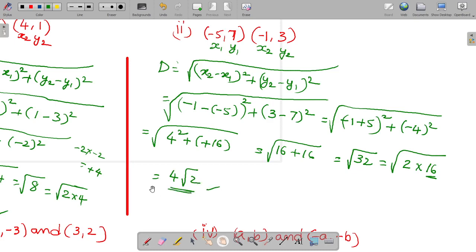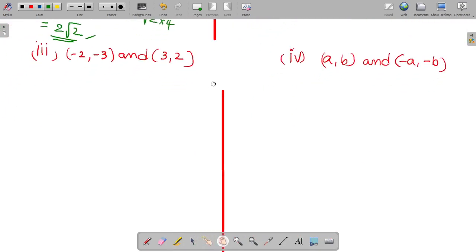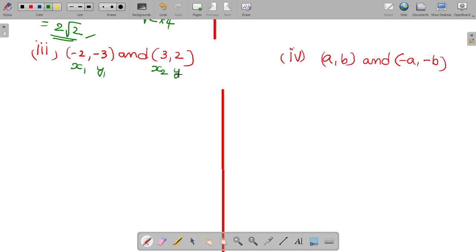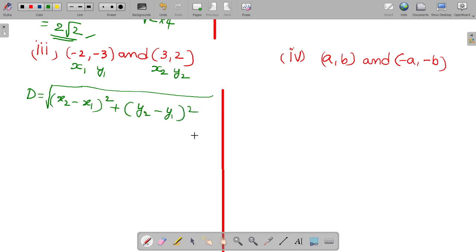Go to the third bit. So this is minus 2, minus 3 and 3, 2. This is x1, this is y1, this is x2, this is y2. The distance between 2 points is square root of x2 minus x1 whole square plus y2 minus y1 whole square.